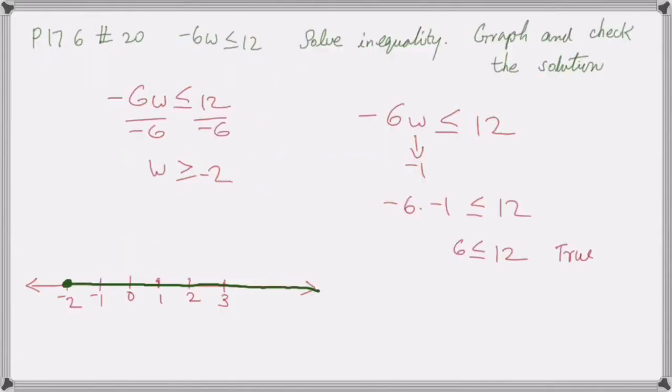Take a look at this question. In order to solve this, divide both sides of the inequality with -6. Whenever you divide both sides of an inequality with a negative number, you know the drill, you'll have to reverse this sign. So this less than or equal to becomes greater than or equal to. It's a simple one. So you'll get w greater than or equal to -2.